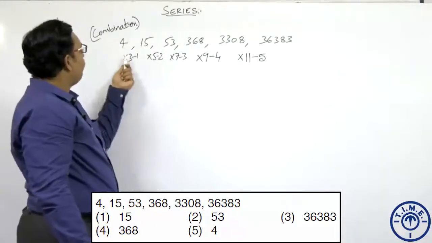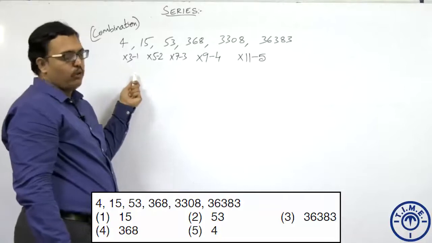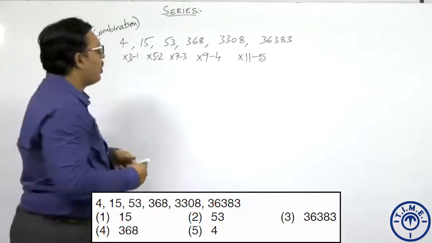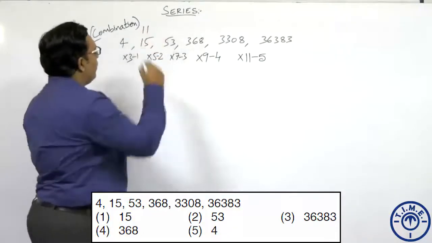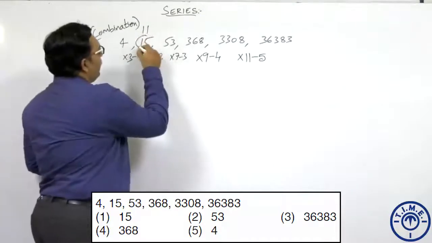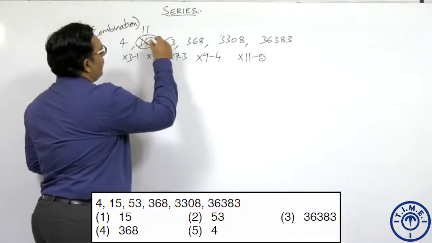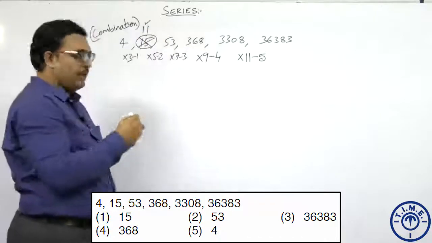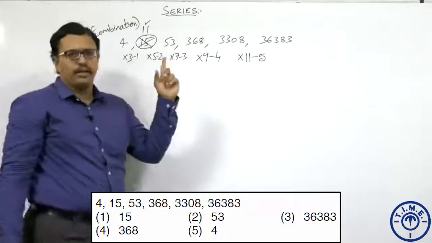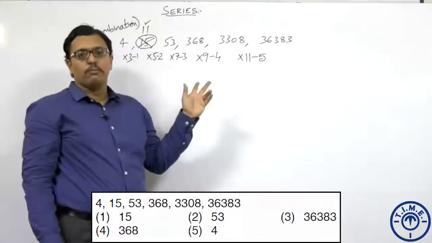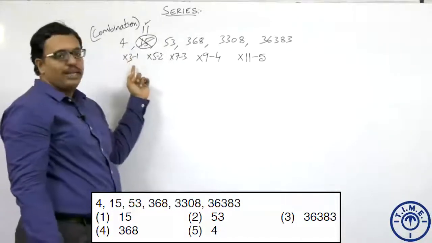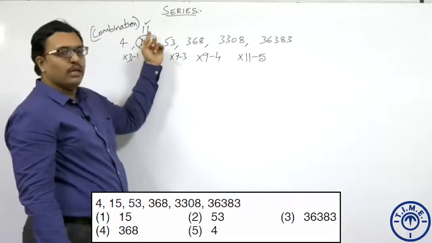So now if you see 4 into 3, how much? 12. 12 minus 1 is how much? 11. But the number given here is 15. So 15 is the wrong number here and 11 is the right number. You don't have to worry about the right number here. You just have to identify the wrong number in the series. So 4 into 3 is 12. 12 minus 1, you get 11.